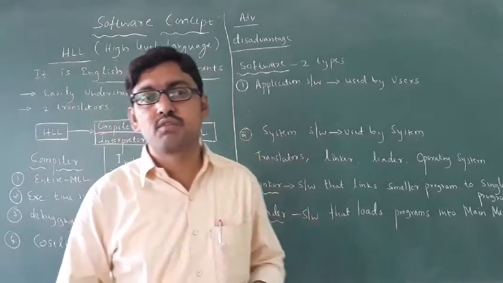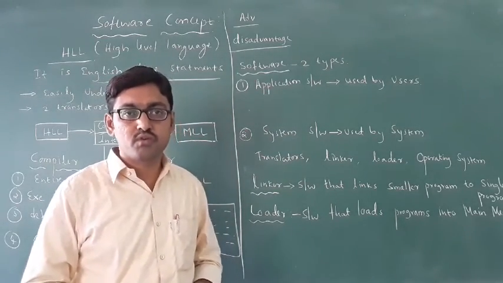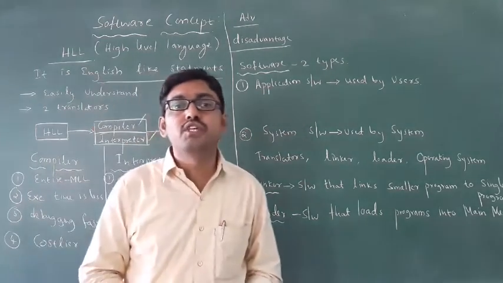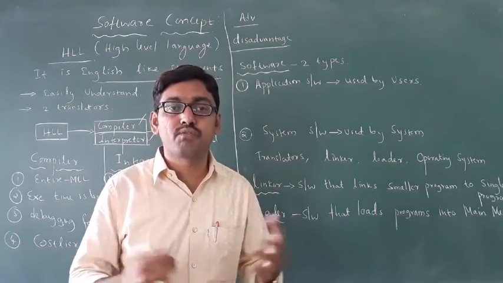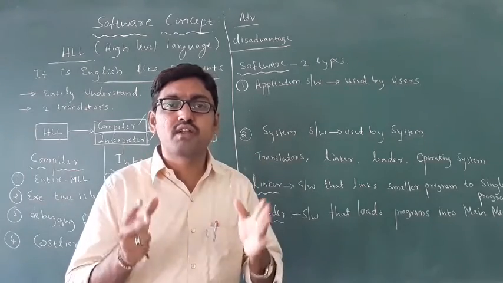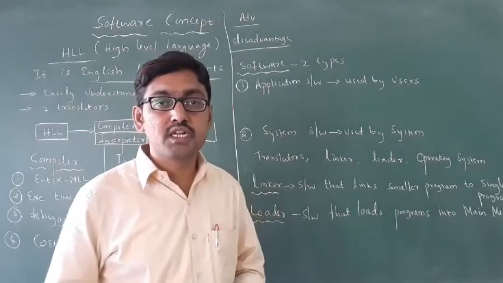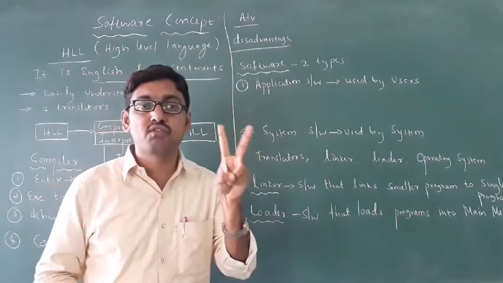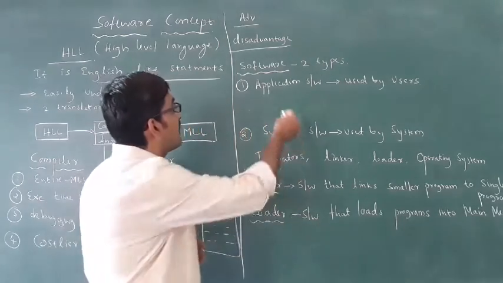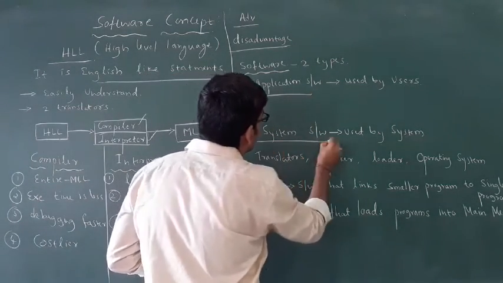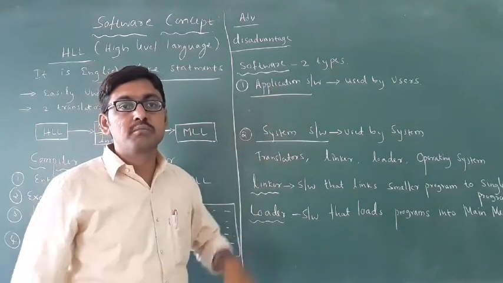The next one commonly asked is what is software. Already you know software: it is a collection of programs which carry out one particular task. That is called software. They ask what are the types of software. Last year they asked: mention the types of software. There are 2 types of software available in the market. One is application software, and the second one is system software.